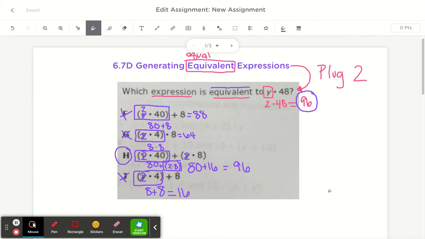So again, the first thing you're going to do is you're going to plug in 2 for the variable and solve for your given expression. Then you're going to plug in 2 for each answer choice and solve using your PEMDAS rules. And you're going to find the one that matches your given expression. Okay, remember, always plug in 2 and follow your PEMDAS rules.